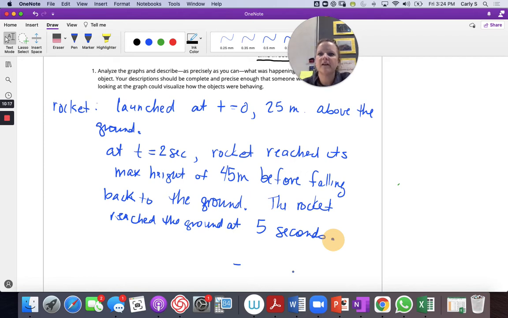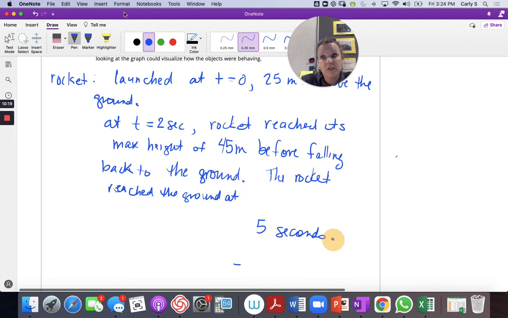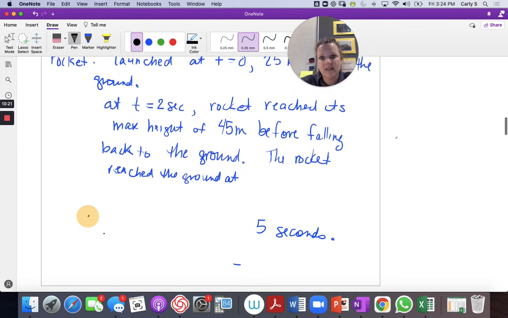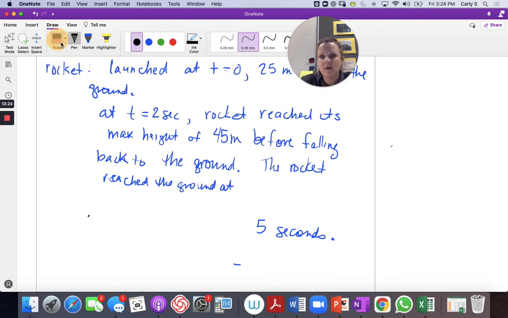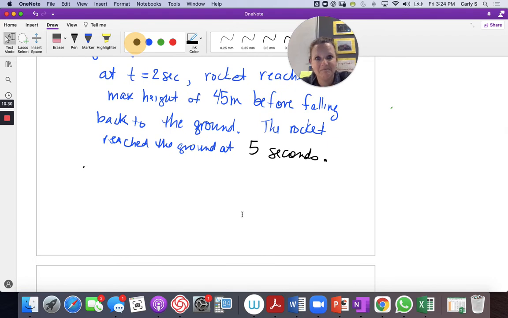It's very dark over here. All right, see what I can do with that 5 seconds. Sometimes this happens. I don't know why. And now it's 5 seconds drawn in black ink.